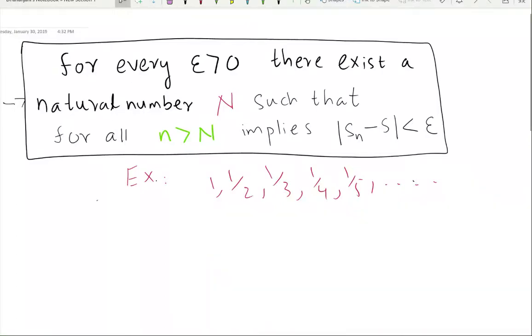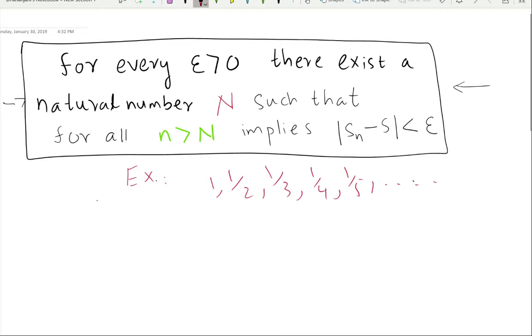So in this video we are going to break down the definition for convergence of a sequence, the definition that we are going to learn in real analysis class. But before that, let's recall what we learned in our calculus class. In calculus class we learned that a sequence is convergent if it has a limit, if the limit exists as a real number.